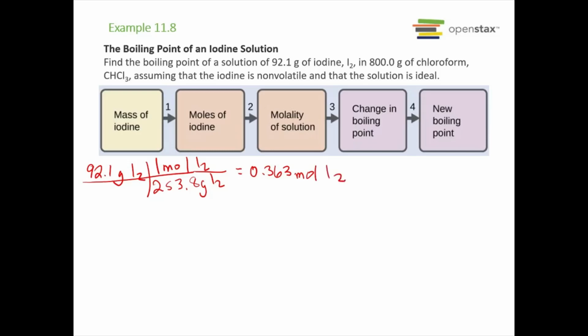The next thing is to get our molality. So we have 800 grams of chloroform, which is 0.8 kilograms. So now our molality is equal to 0.363 moles over 0.8000. And so then we get 0.454 molal.